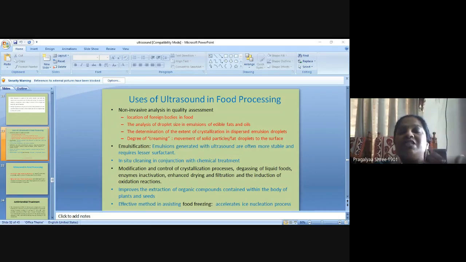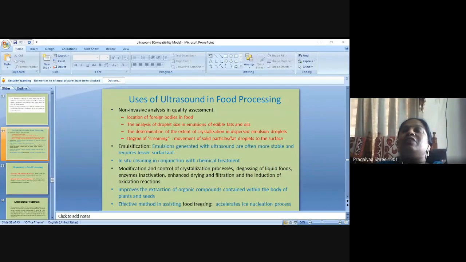Okay, so in situ cleaning in conjunction with the chemical treatment is also possible in this case. And the next one is modification and control of the crystallization process. You can modify and control the crystallization process. So if I want to produce a crystal size of about, in terms of micron size or in terms of millimeter size, you can control the process. That is also possible. And this is also used for degassing of liquids.